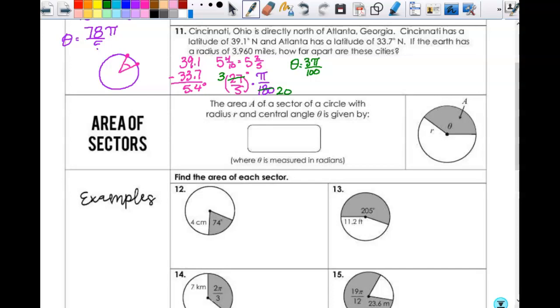All right, so we have theta. Do we all understand how we got theta? Okay. So now I've got to find the arc length, because I found the angle, and I need to find the actual distance. So S is equal to R, which is 3,960, times 3 pi over 100.